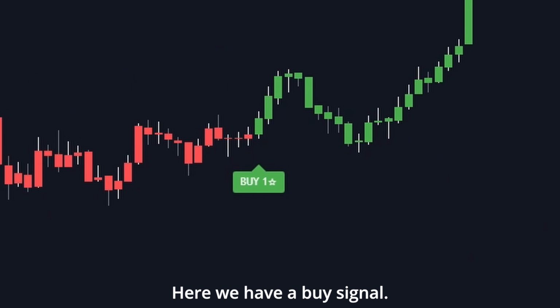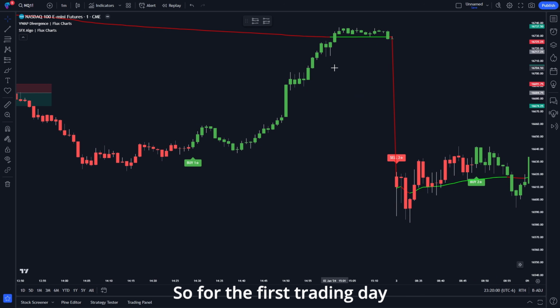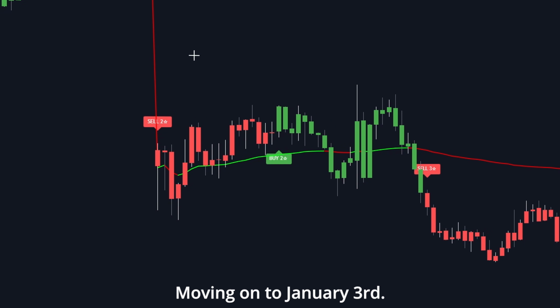Awesome. Here we have a buy signal. We're below the VWAP. It's red. We don't take this trade. So for the first trading day of 2024, we did pretty well. Moving on to January 3rd.